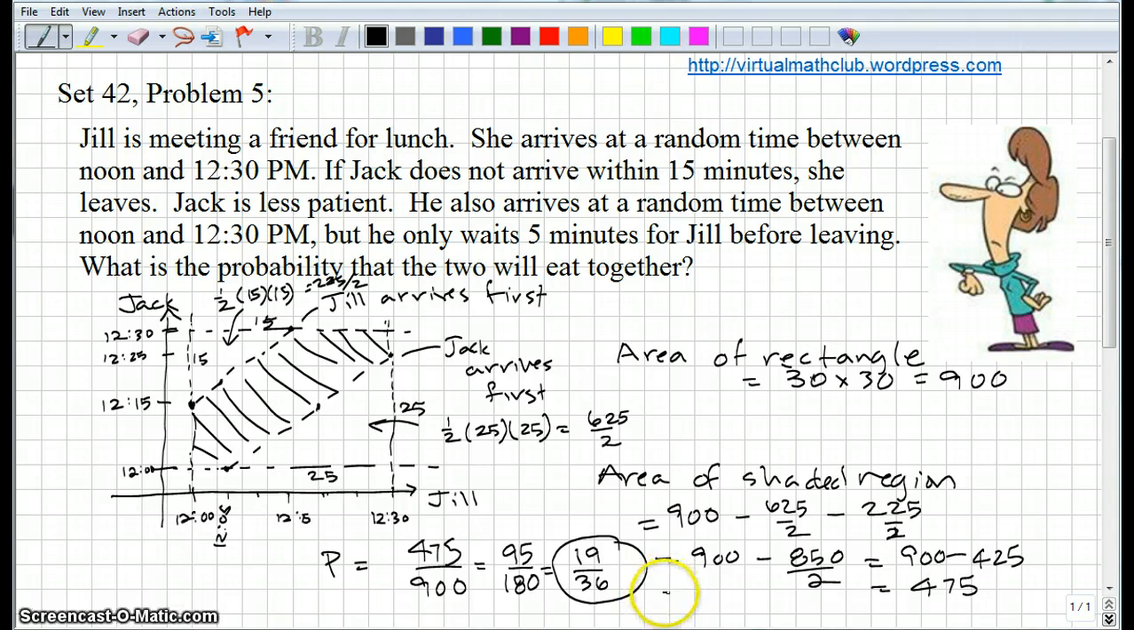And if you want to convert that to a percentage, sometimes it's a little easier to understand. That's about equal to 52.8%. So a little better than 50-50 chance that they'll meet. All right, 52.8, about 53% chance that they'll meet, if Jill only waits 15 minutes and Jack only waits 5 minutes. So there you go.